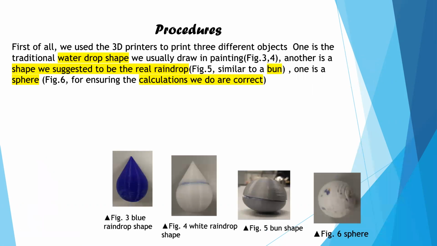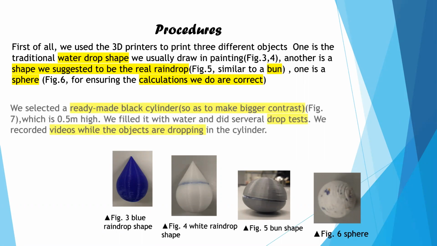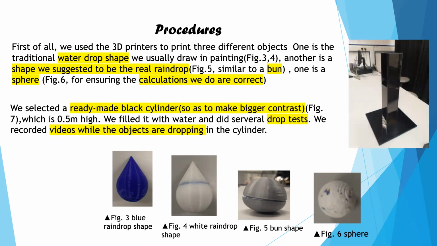First of all, we use 3D printers to print three different objects. One is the traditional water drop shape we usually draw in the paintings. Another is a shape we suggest to be the real raindrop. One is the sphere. We select a ready-made black cylinder, which is 0.5 meters high. We fill it with water and did several drop tests. We record videos while the objects are dropping in the cylinder.